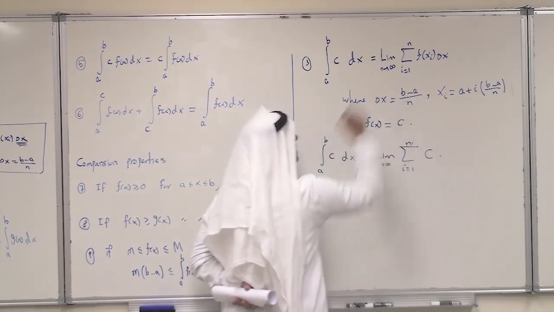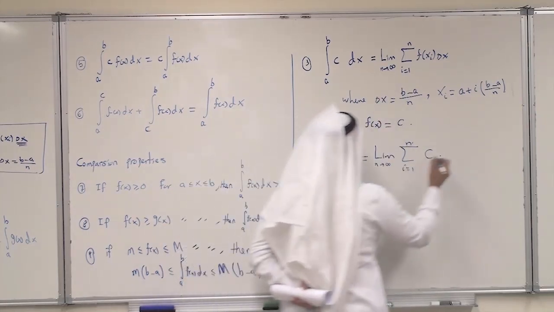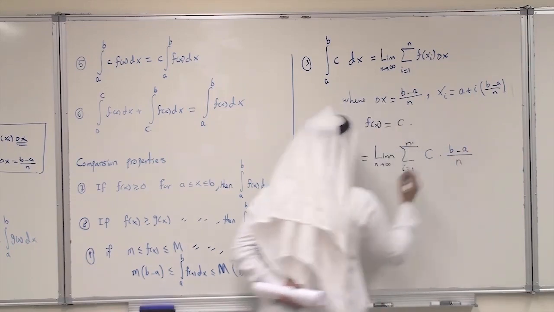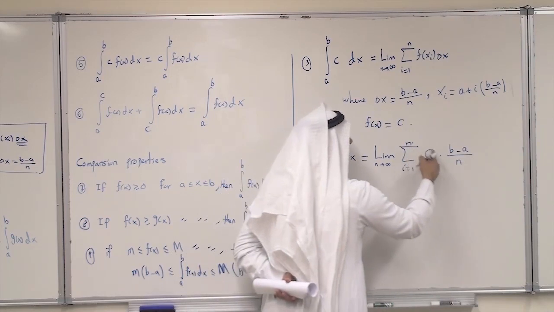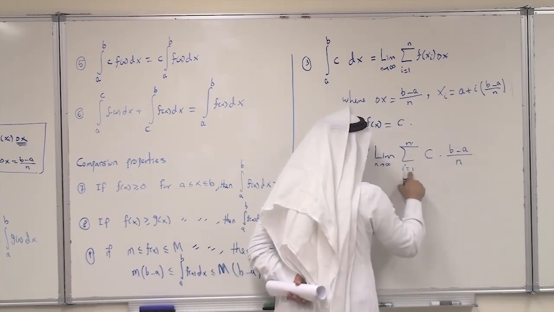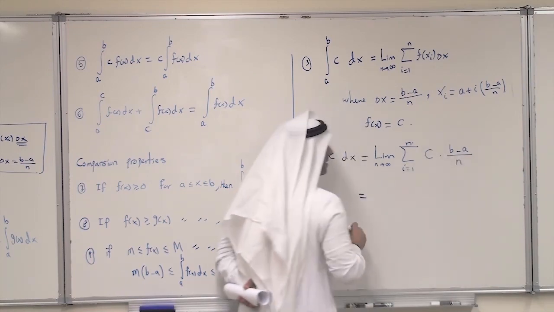Times what? Delta x. What is delta x? Delta x is b minus a divided by n. Now clearly we have c times b minus a has nothing to do with i. Also n has nothing to do with i. So I can take everything here outside the summation.